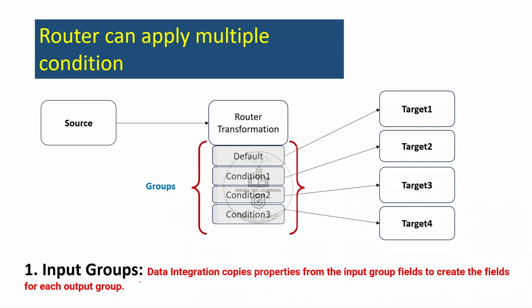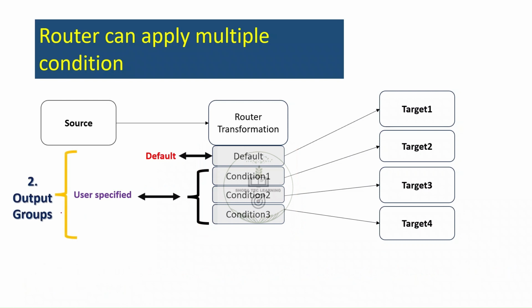The output group is further classified into two groups: the user-specified group and the default group. The user-specified group is where we give the conditions, that is, we specify the conditions. If the condition is satisfied for a row, it will go to the desired target location. If the condition is not satisfied, it will be moved into the default group.